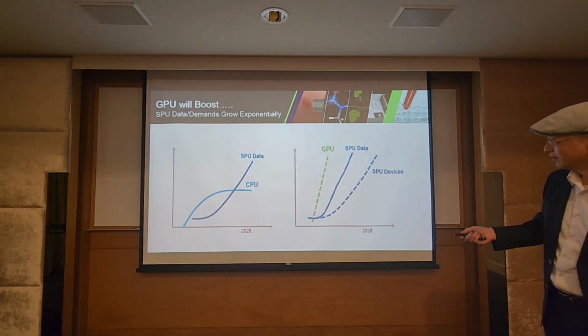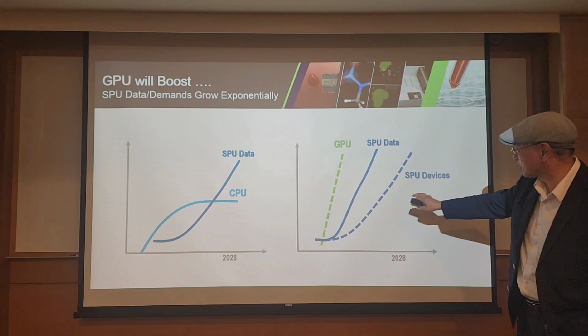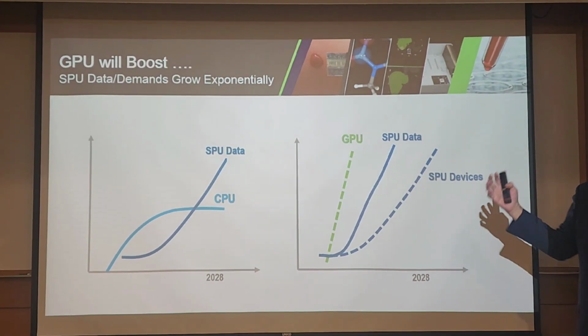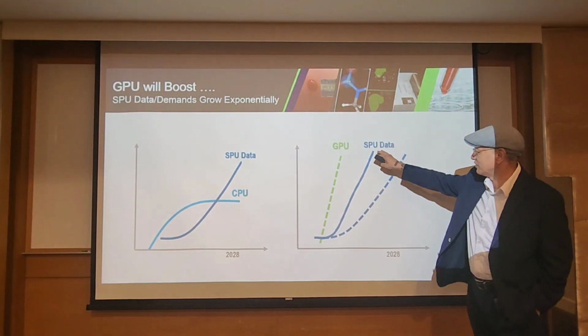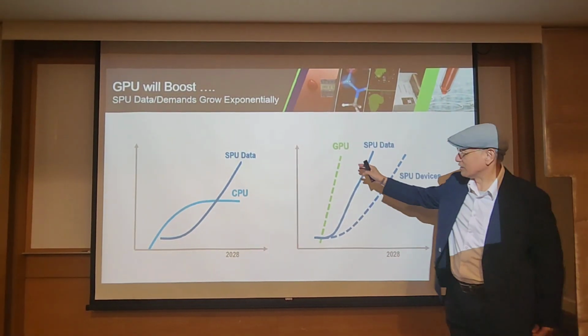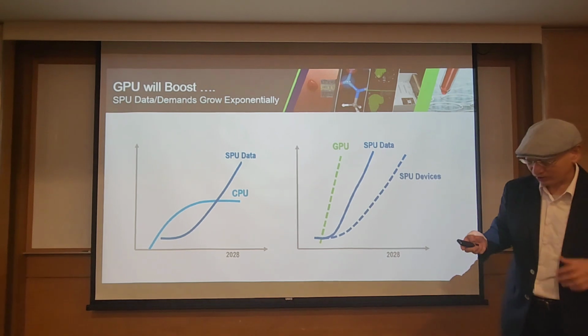Fail. Okay, you've seen this last time, right? Because our devices grow, and at the same time the data grows. So we need GPU to analyze all this massive data.